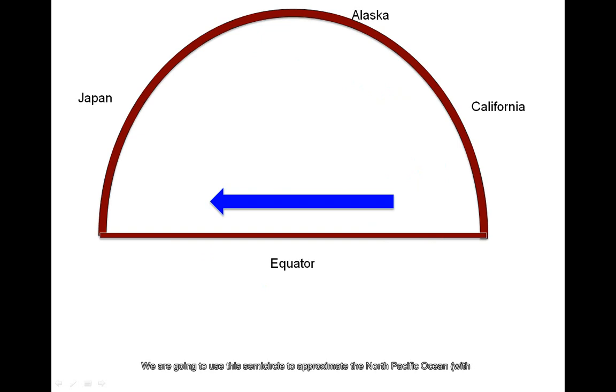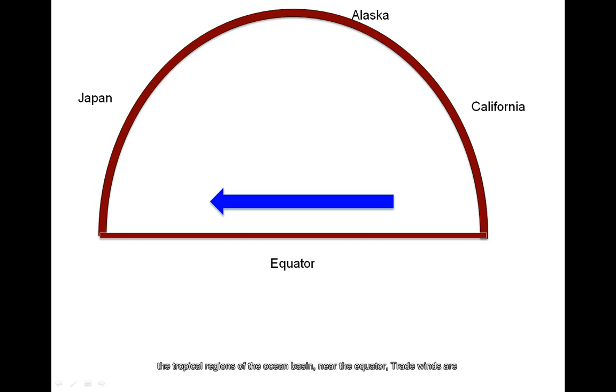Now, we're going to use this semicircle to approximate the North Pacific Ocean. Okay, with California on the eastern or right-hand side, Japan and Asia on the western or left-hand side, and Alaska up there at the top. Now, you could also think of this as modeling the North Atlantic Ocean basin as well.